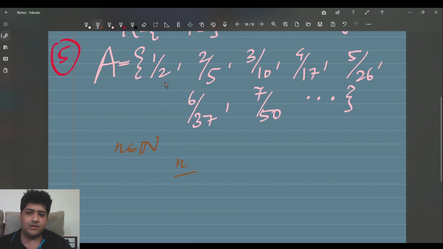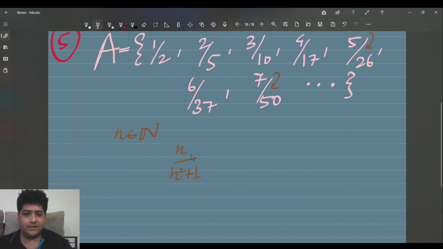The first element is 2, second is 5, third is 10. So if I write n squared plus 1, will it work? Because it's 1 more than the square of the number, right? Each number is. So 5 squared is 25, this is 26, 7 squared is 49, so this is 50. So does this work? I think so, yes.